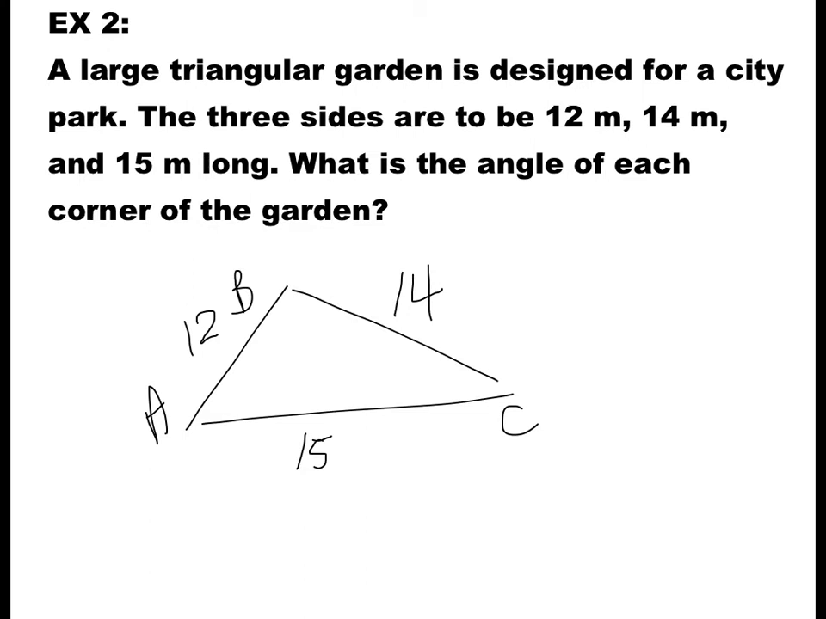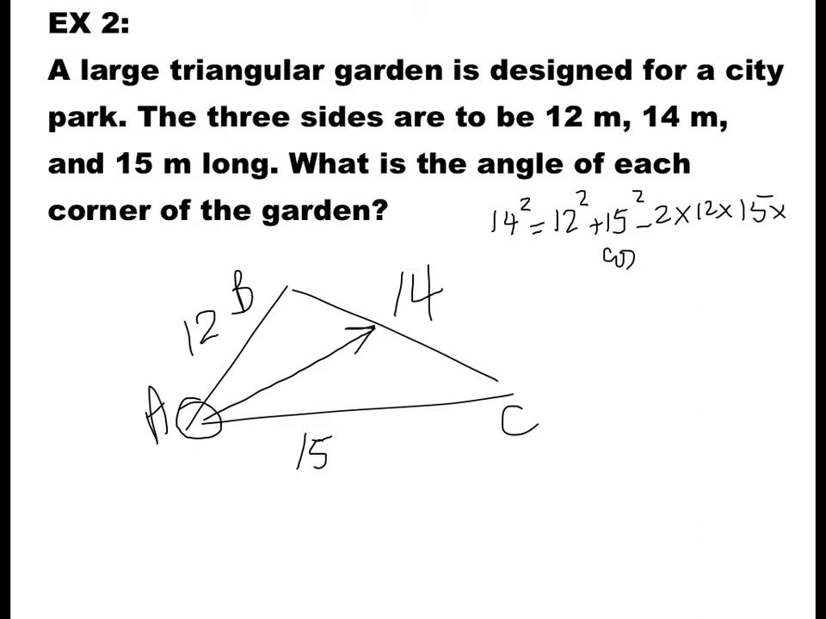So to find, for instance, angle A, this one, I know the side in front of it is 14. So I have to write 14 squared is equal to the sum of the squares of the other two sides, which is 12 squared, plus 15 squared, minus 2 times 12 times 15, times the cos of the angle between them. The angle between them is angle A.